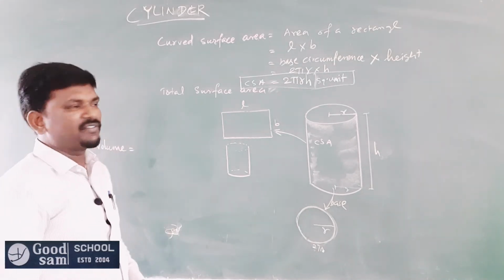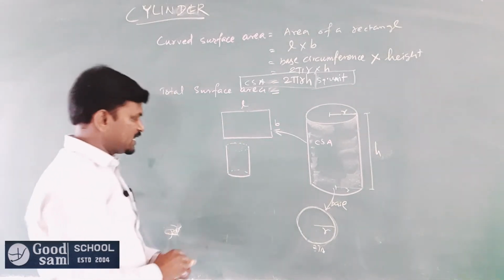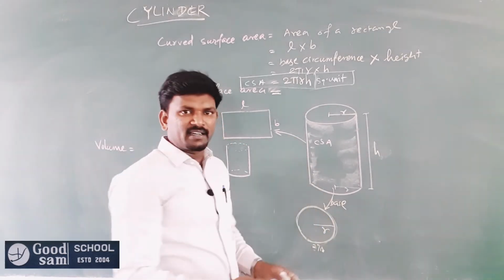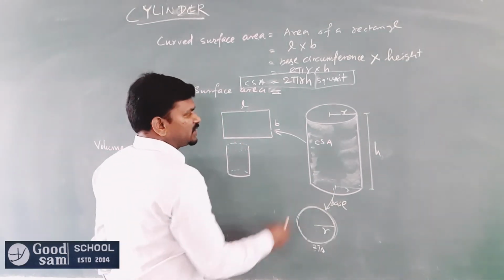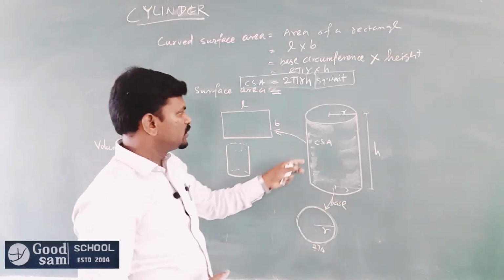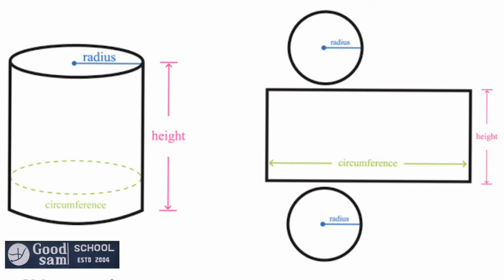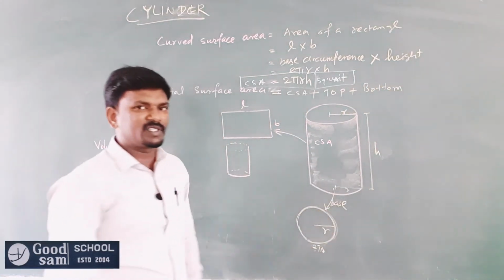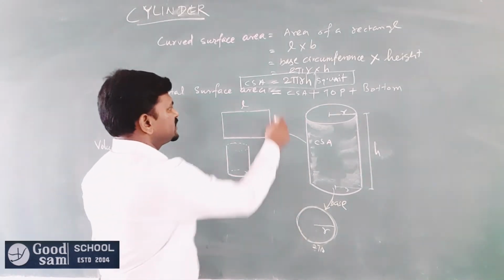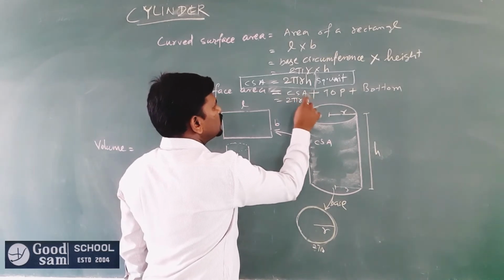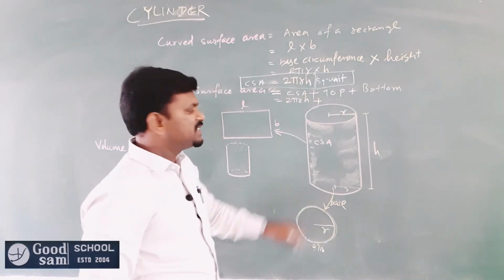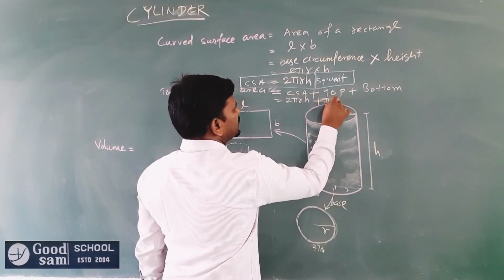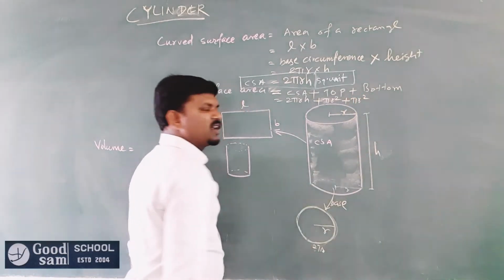Then what about the total surface area, TSA? I will do here the total surface area of a cylinder. The total surface area means the entire surface area of a cylinder. So the entire surface area is CSA plus the top plus the bottom. CSA formula we have already found, 2πrh, plus the top of a cylinder. The top and bottom of a cylinder will look like a circle. So this is πr² plus the bottom is also πr².